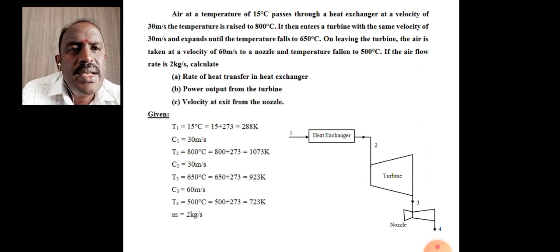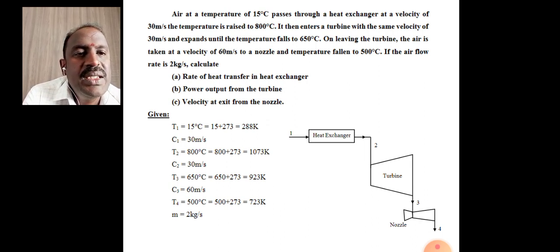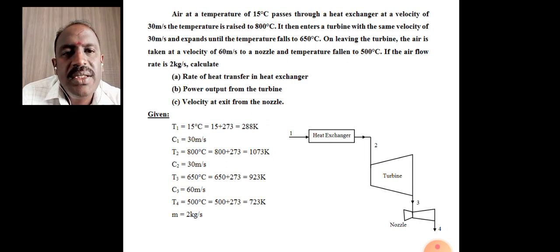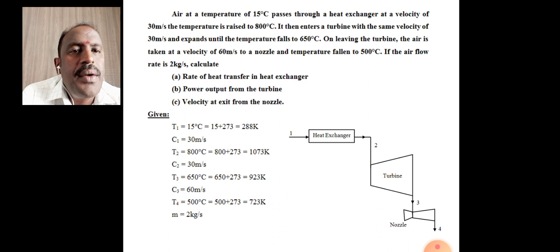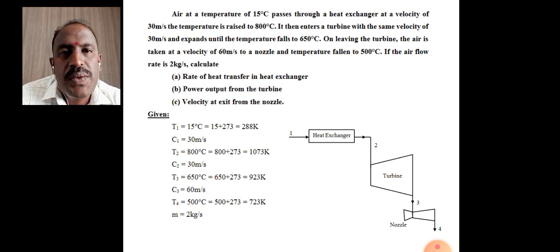The temperature is raised to 800. After the heat exchanger, the T2 value will be 800 degrees centigrade, and it enters a turbine with the same velocity, so the velocity leaving the heat exchanger and entering the turbine are the same, so C2 equals 30 meter per second, and expands until the temperature falls to 650. So after the expansion, T3 will be 650 degrees centigrade. Converting into Kelvin by adding 273, you will get 923 Kelvin.